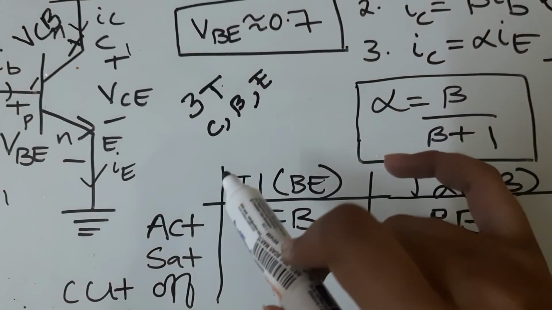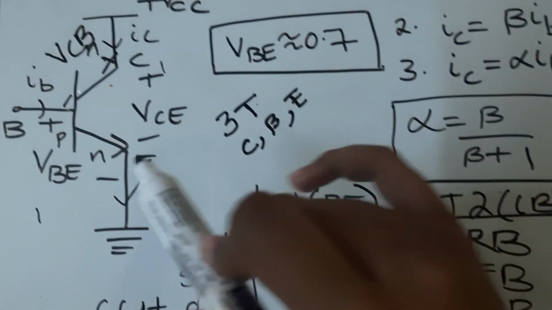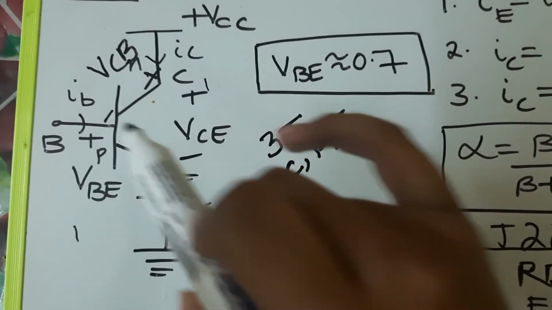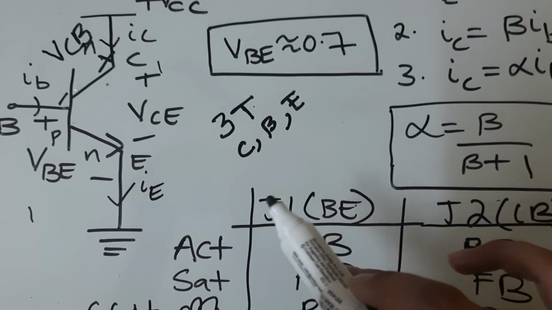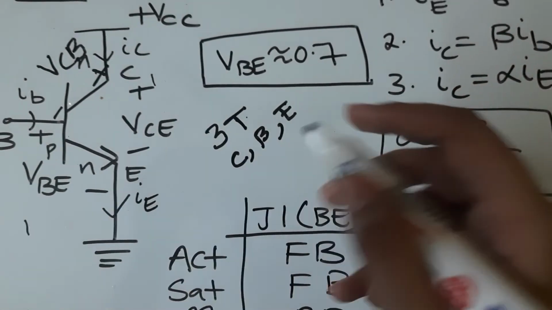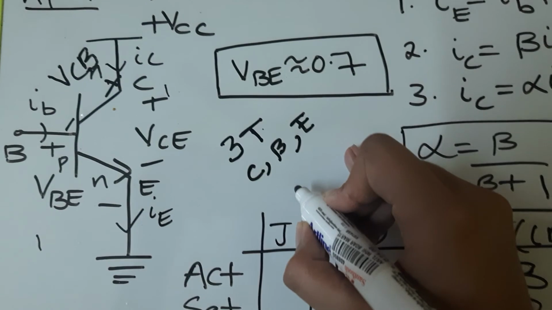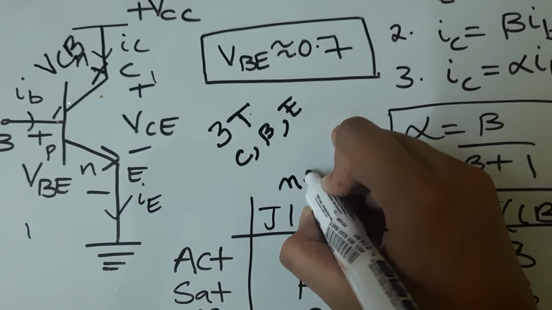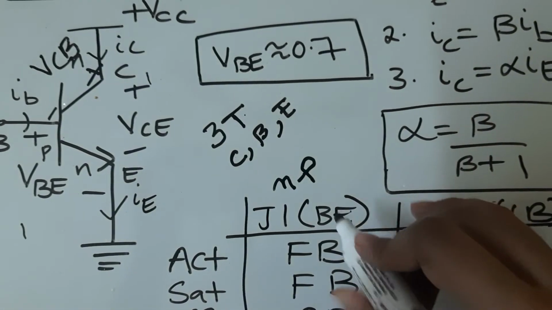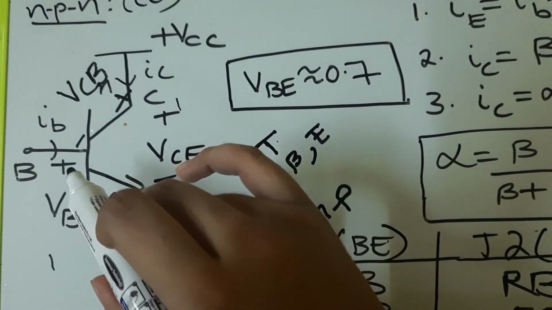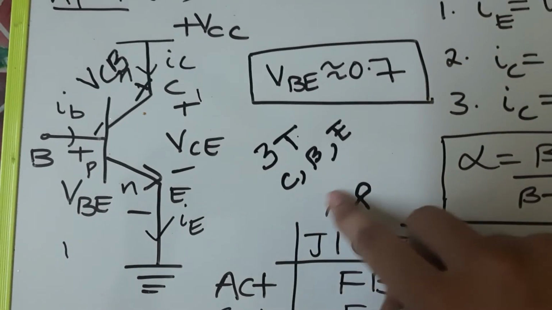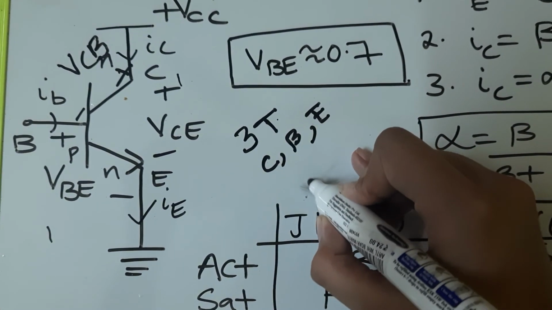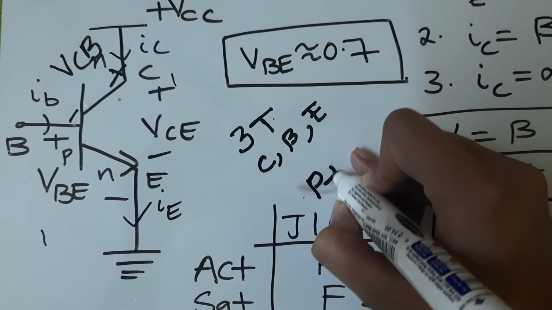Now, my first junction is defined as the base emitter junction. So, J1 is base emitter, and it comprises of N, which is the base, and P, which is the emitter. N is the base and P is the emitter. The base is P and the emitter is N.